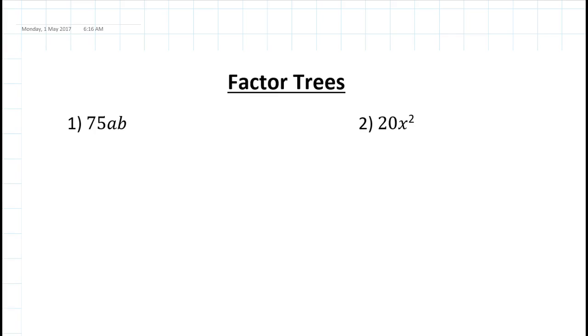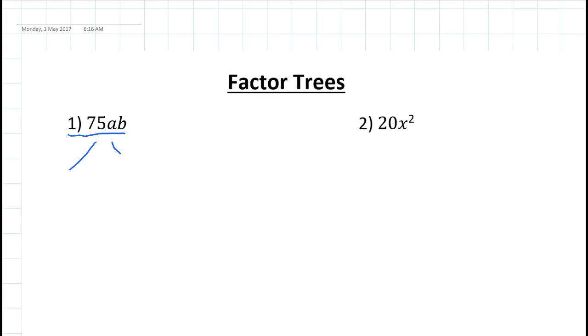Hi guys and girls. Today we're looking at factor trees, but with a little bit of a difference. Now we've got pieces of pronumerals, letters, in our factor tree. So instead of factorising just a number, we're factorising a term that's got both numbers and pronumerals. So when you're doing factor trees, it's exactly the same. You're thinking of stuff that you can times together to make that term.